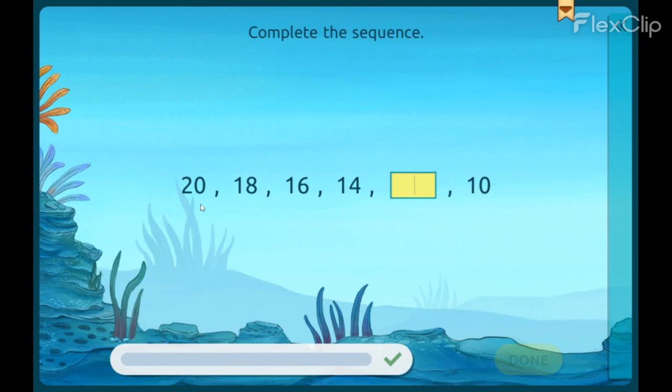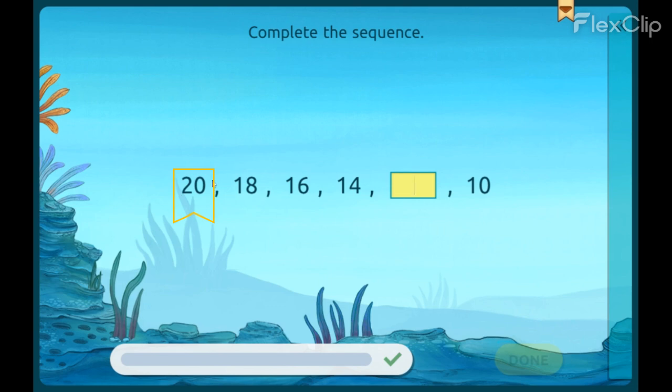We look at the numbers and try to understand and answer the question, are they even or odd? 20, 18, 16, 14, and 10. Every number is even if it can be split or divided by 2.